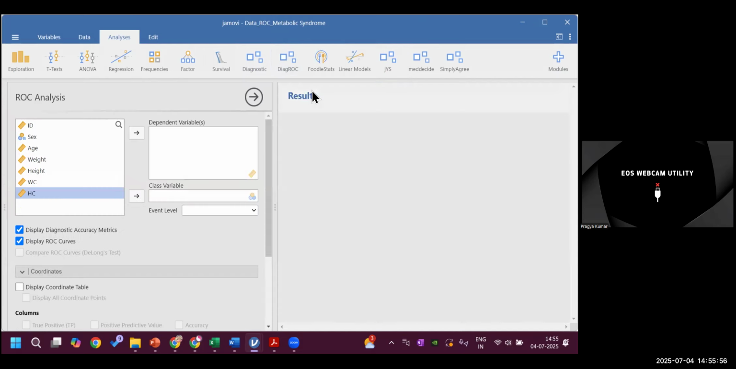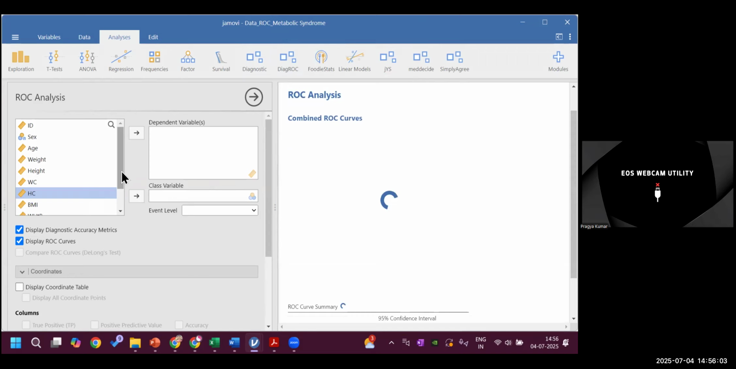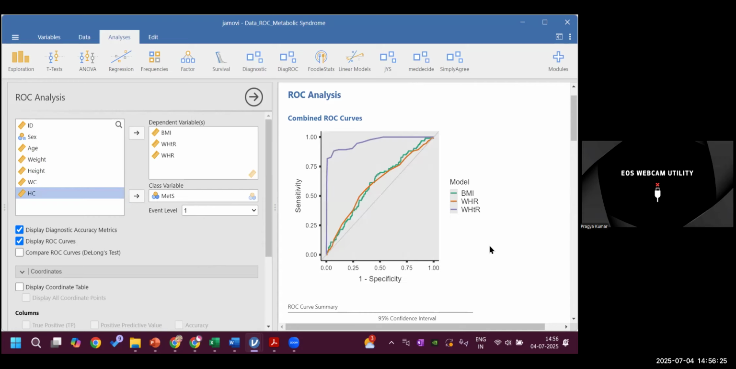If I click this ROC analysis, there is a dependent variable which is continuous. So my dependent variables are 3 variables. I have to see BMI, waist height ratio, and waist hip ratio. These are the 3 continuous variables, and this is the metabolic syndrome against which I have to see. The event one means the metabolic syndrome has happened, that means presence of metabolic syndrome. And then I'll see the ROC curve.